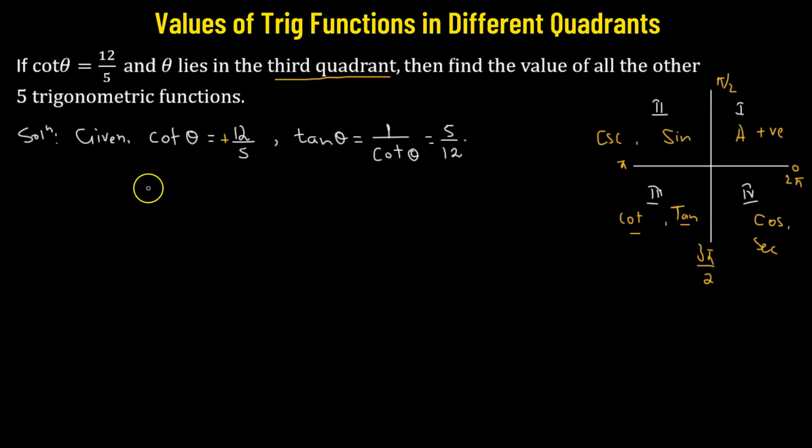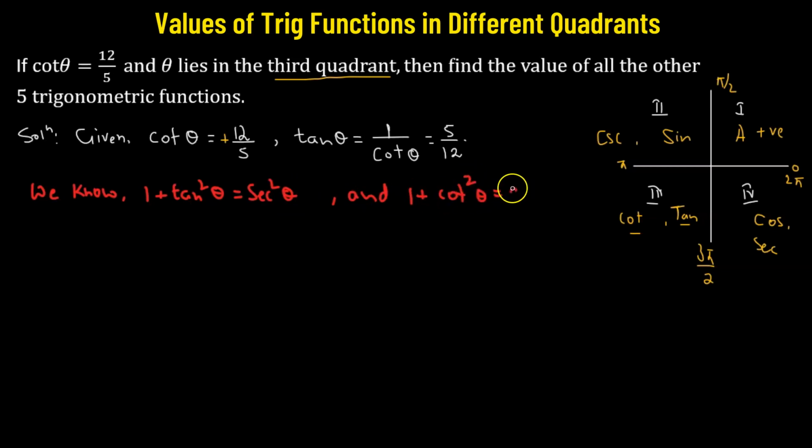Fine. Now what we'll do is use some identities. We know that 1 plus tangent squared theta equals secant squared theta. This is one identity, and there's another identity which is 1 plus cotangent squared theta equals cosecant squared theta. Meaning, if we replace the value of tangent theta with 5 over 12 and solve this equation, we're going to obtain the value of secant theta. And if we replace the value of cotangent of theta with 12 over 5, we can obtain the value of cosecant theta. So let's do that.